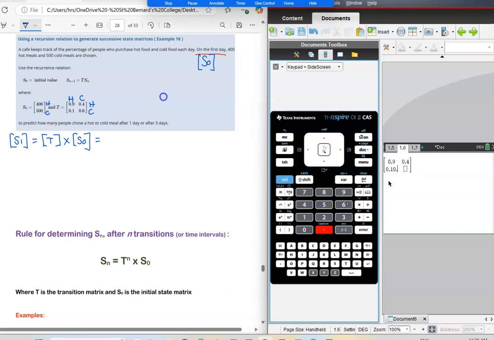So there's my transition. Sometimes it's easier to set your transition up and then just press enter and it's floating over there so you can grab it later. And then I'm going to set up my S0. So we've got some quick keys to get a 2x1.